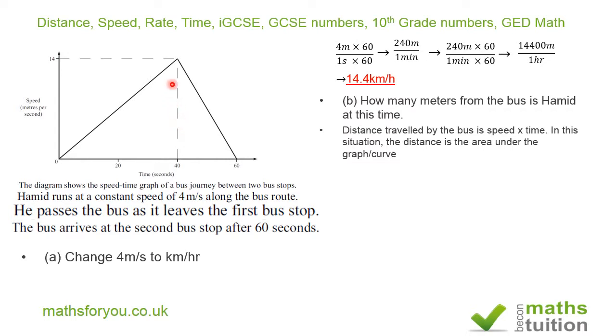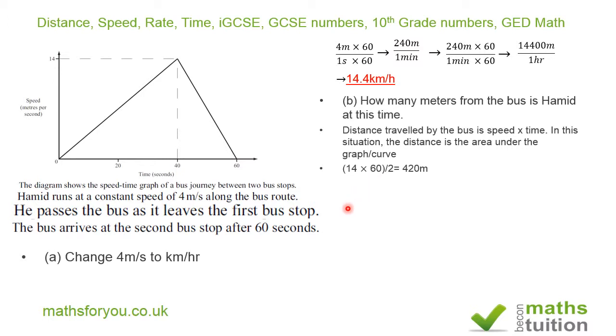Because we've got a triangle here, we're going to multiply the height by the base, and the base in this instance is 60 seconds. So this is our base here of 60 seconds. So if we do 14 times 60 divided by 2, that gives us 420 meters, because that's the area under this graph in the diagram itself.